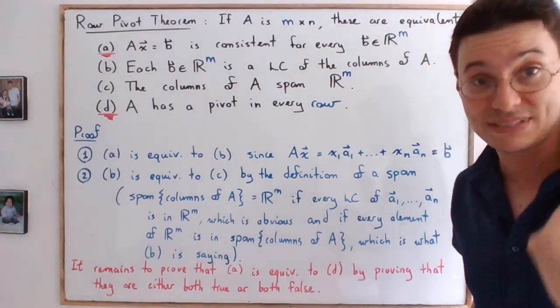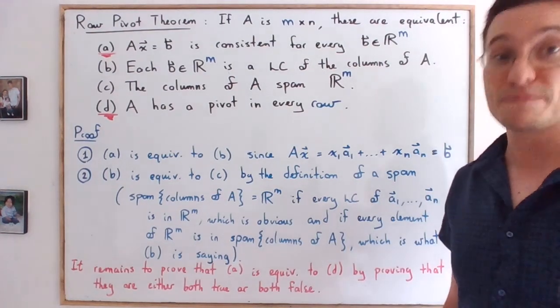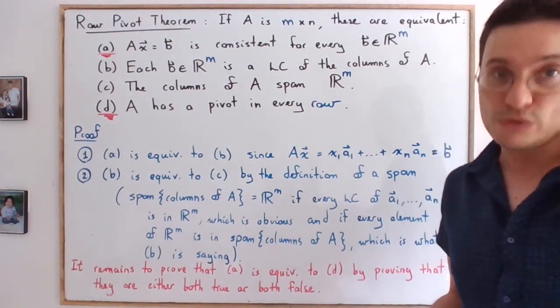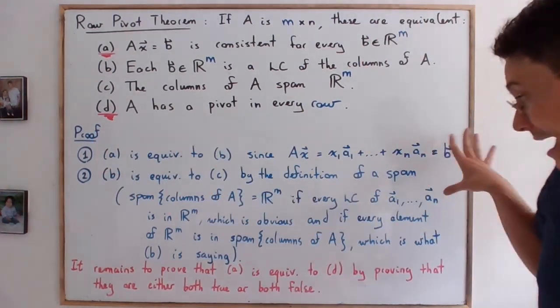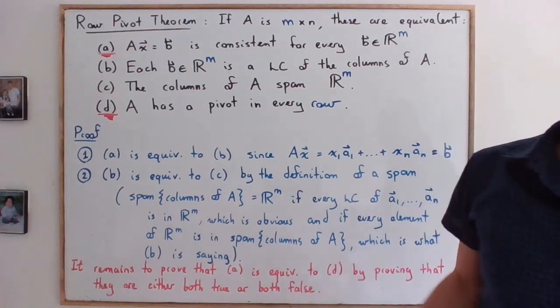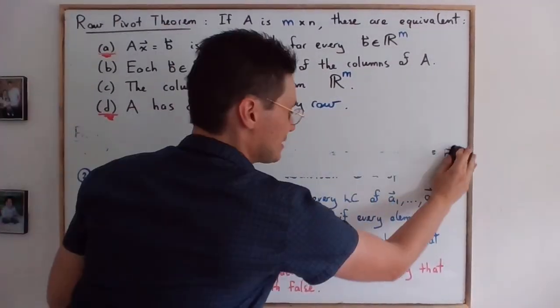We will first suppose that D is true and prove that A is true. And after that, we will suppose that D is false and use that to prove that A has to be false. So now I'm erasing everything here, and I will just keep the theorem, and that will be it.